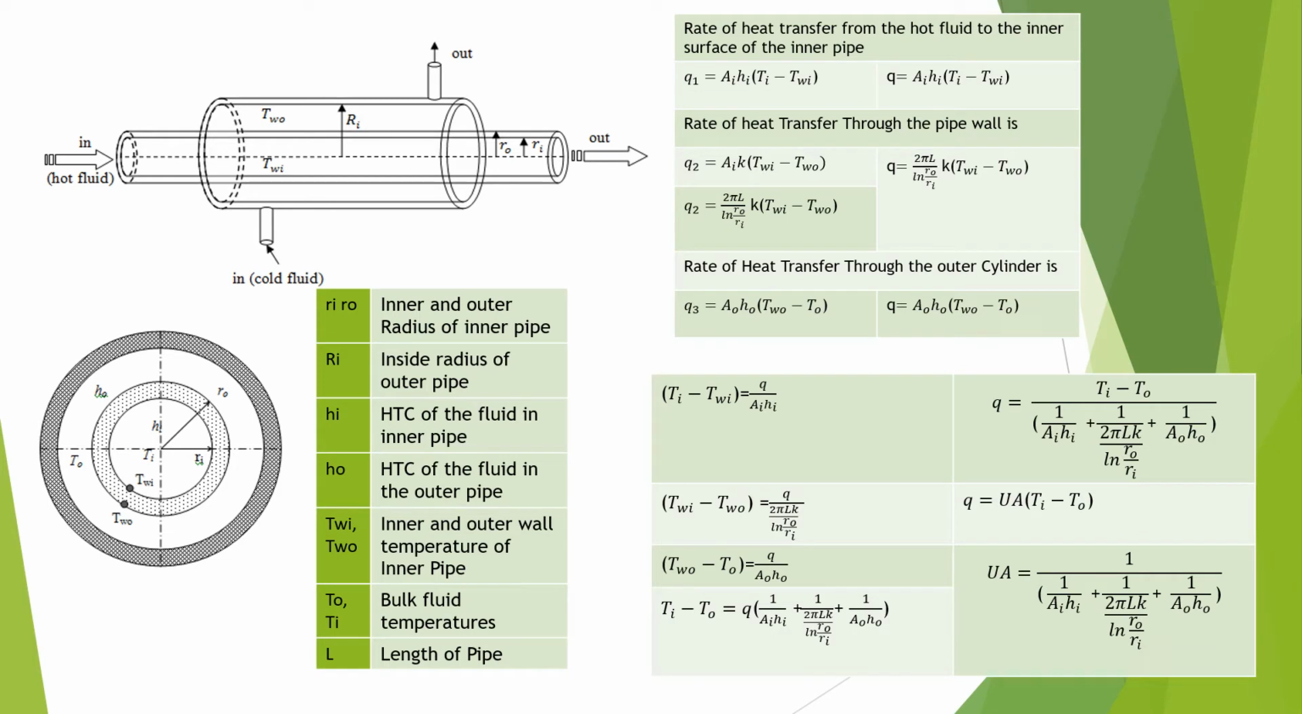So this is the common case generally found in the chemical industry, this kind of arrangement, that is, two fluids, a hot fluid and a cold fluid, are separated by a cylindrical wall. That is, two concentric pipes, as you can see over here, and the hot fluid is flowing inside the inner pipe and the cold fluid is flowing in the outer pipe. I hope you are getting this arrangement.